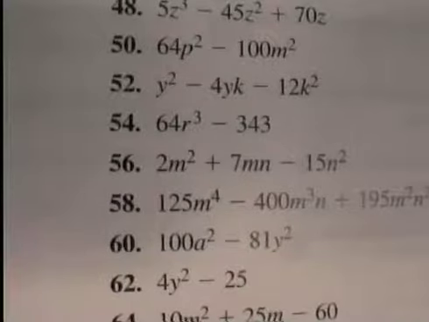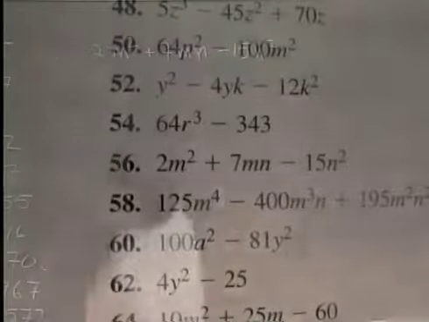2m squared plus 7mn minus 15n squared. This is going to be our infamous FOIL, if it's going to work. So let me go to the sideboard. We'll leave that on the screen. That's number 56. So I have 2m squared, plus 7mn and minus 15n squared. Let me write it first and then I'll answer.